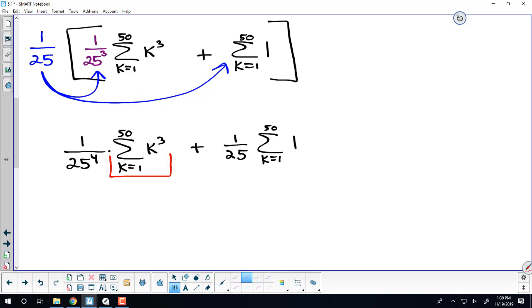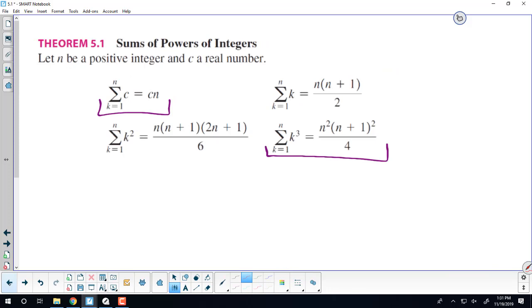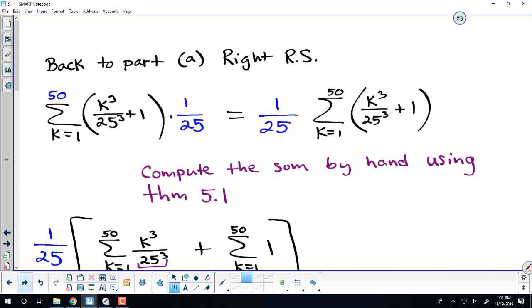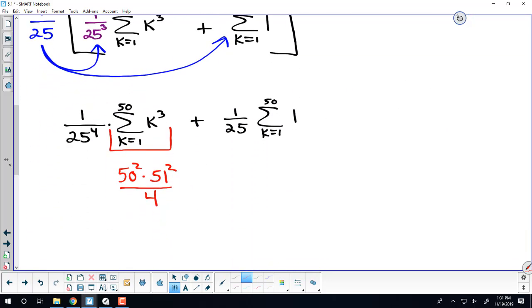The sum from 1 to 50 of k cubed, what would that look like according to the theorem? 50 squared times 51 squared all over 4. Do y'all agree? So we have n, the place we end at, 50 squared, times 51 squared, all over 4. Okay, so that's what that sum turns into.